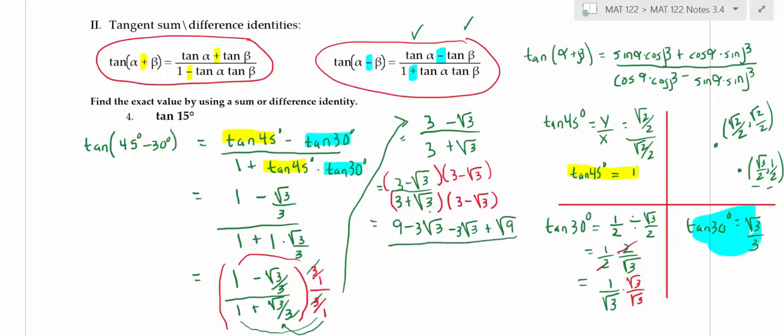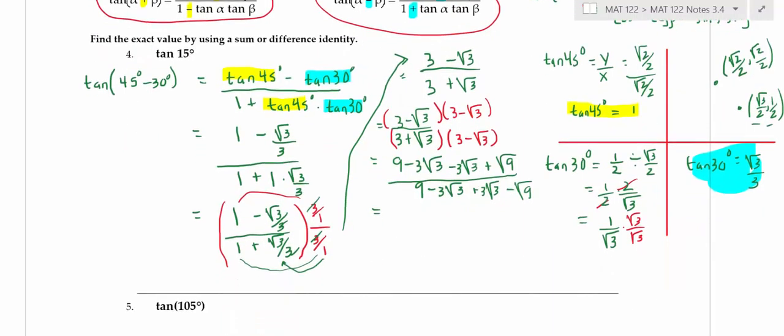Okay, then if you go to the bottom, first term, 3 times 3 is 9. Outside term is negative 3, radical 3. Inside term is positive 3, radical 3. And then the last term is negative square root of 9. So one thing you've got to be really sharp with on these problems is rationalizing denominators.